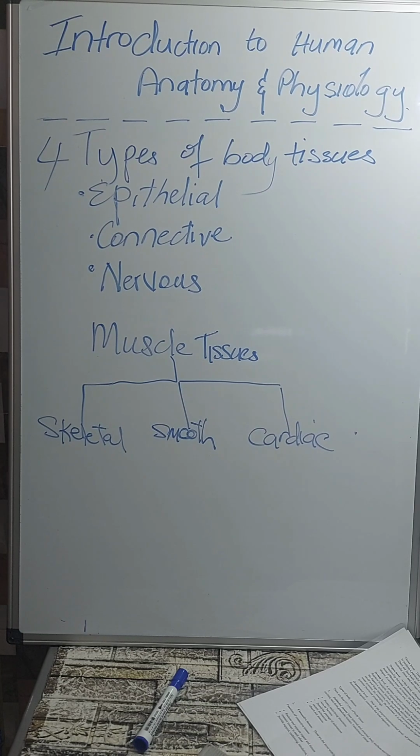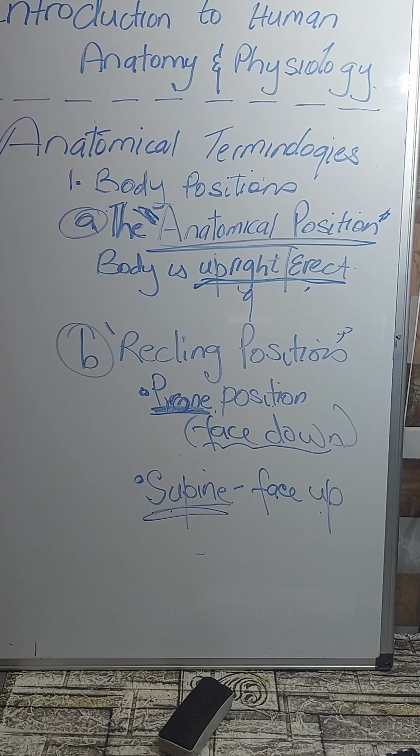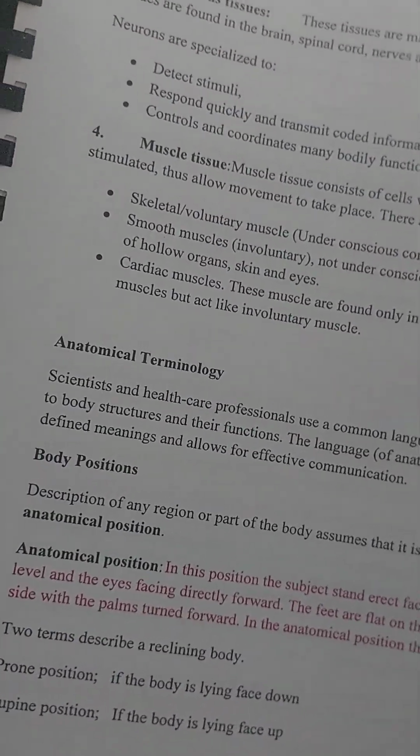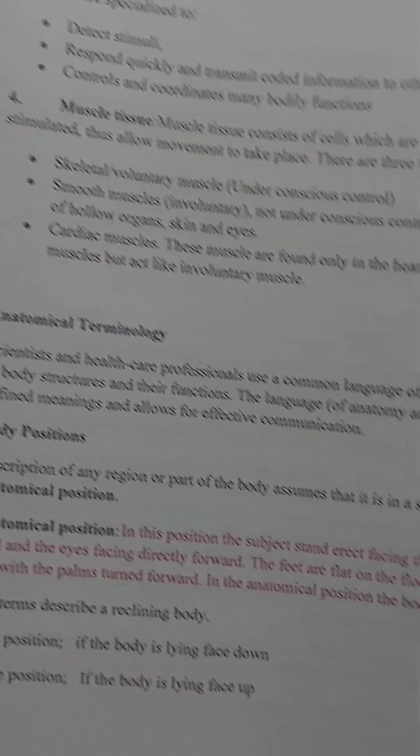Our next topic, we are going to be looking at anatomical terminologies. So we're talking about introduction to human anatomy and physiology. In this section, we want to be talking about anatomical terminologies. There's a lot of information in your notes. Well, not a lot, a couple of lines, in your textbook. Anatomical terminology. So that's what we're looking at.